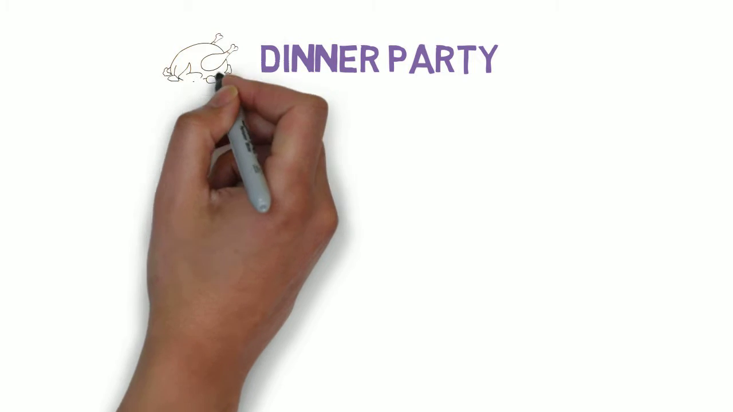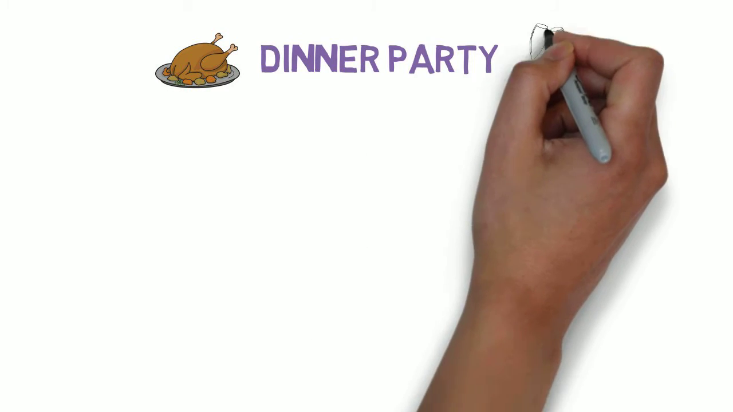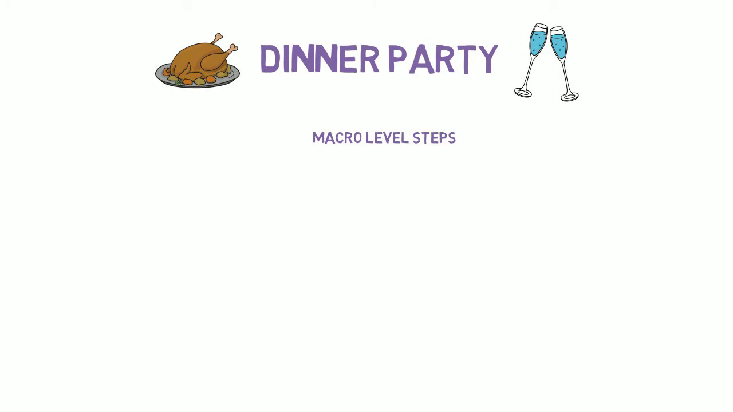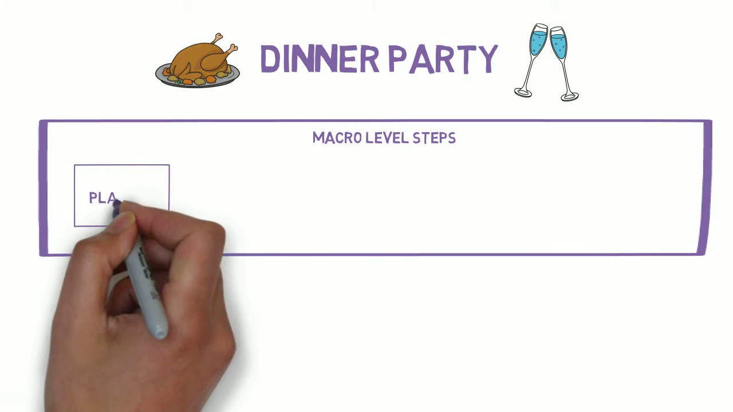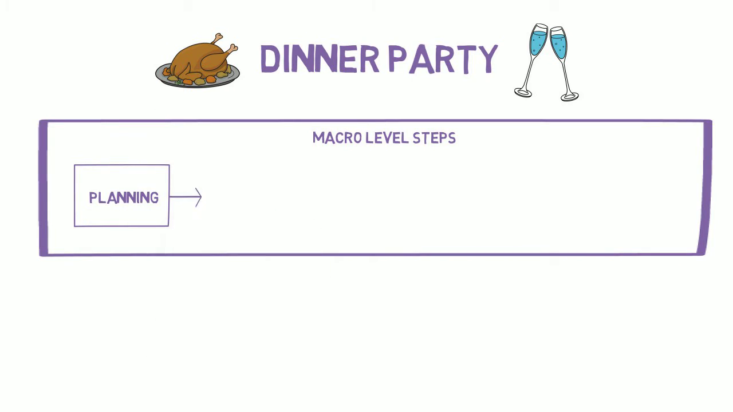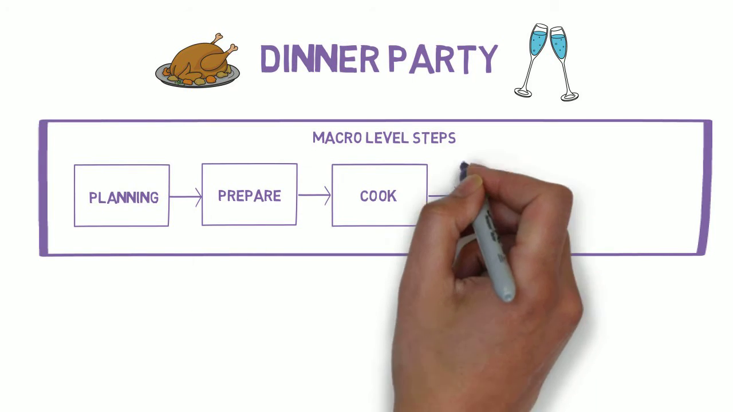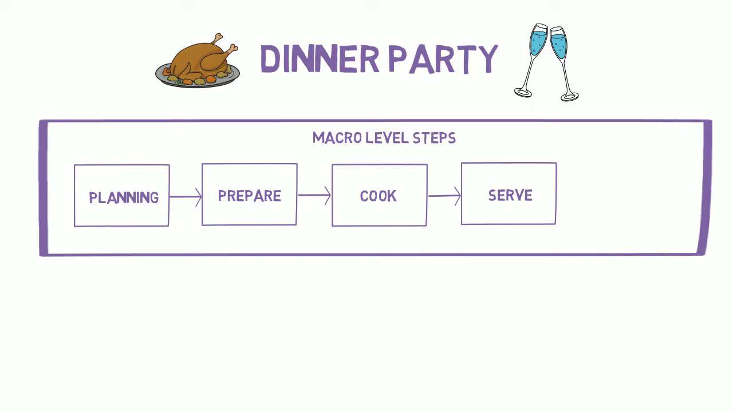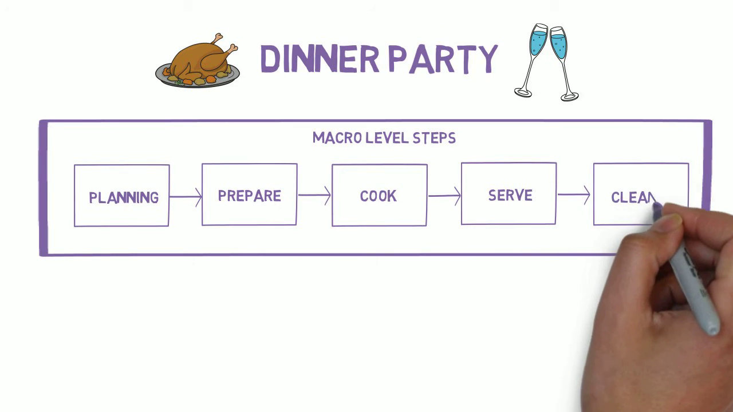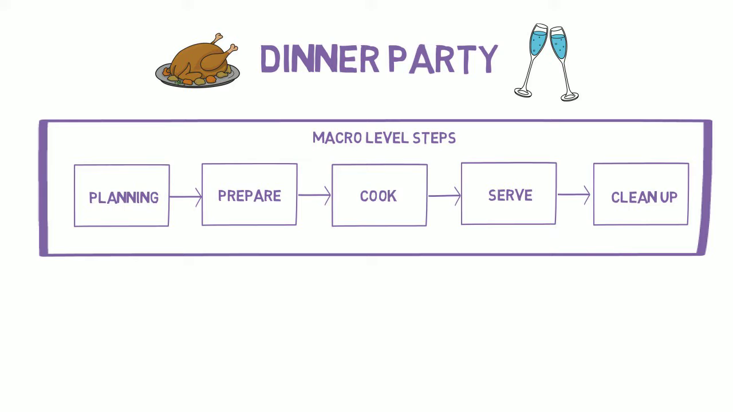Now, let's use the concept of having a dinner party as an example of a value stream and develop the process hierarchy that supports it. To start, one may say the following macro-level steps make up the value stream: planning, preparing, cooking, serving, and finally, cleanup. Now, let's drill down, starting with the planning phase of the value stream.